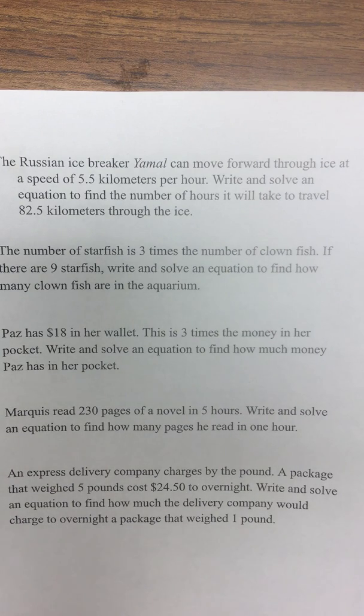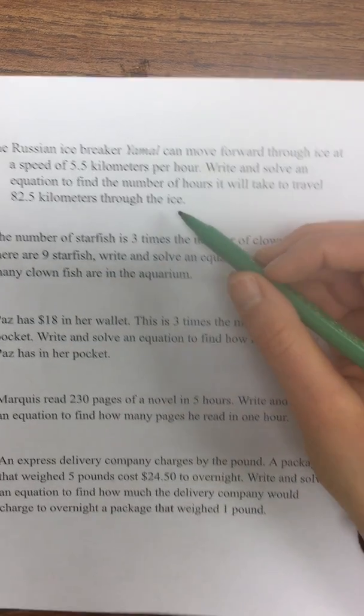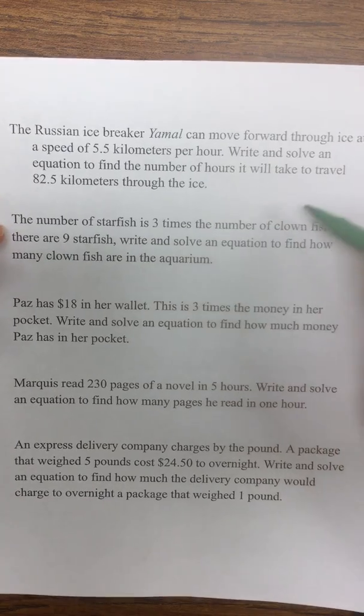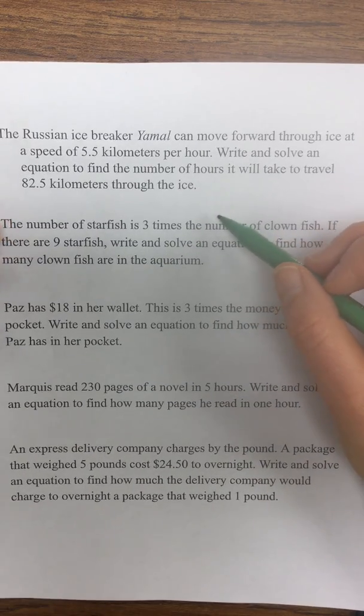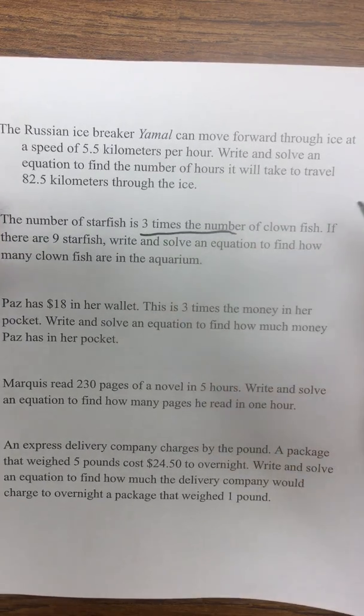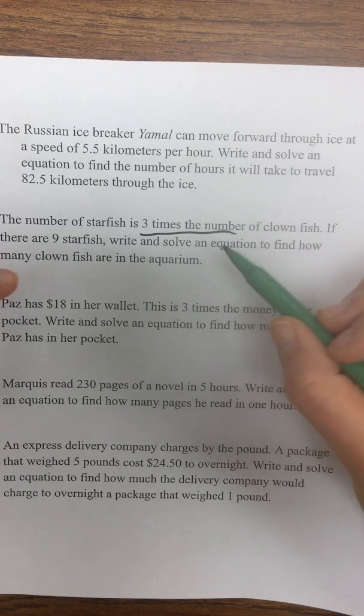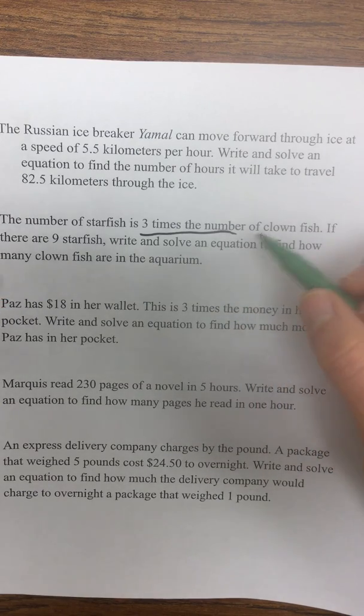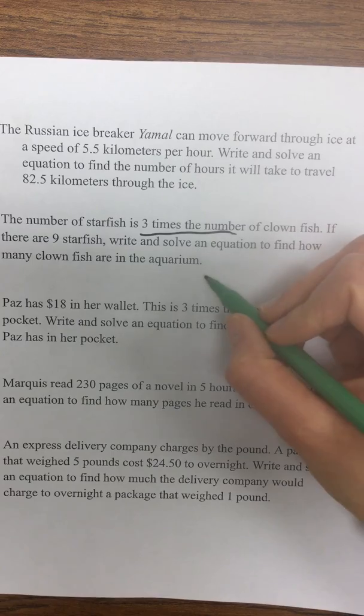This video is on writing multiplication and division equations, and I feel like these can be a little bit more challenging than the addition or subtraction. I think the second one might be a little bit easier than the first one, so we're going to start with the second one. The number of starfish is 3 times the number of clownfish. If there are 9 starfish, write and solve an equation to find how many clownfish are in the aquarium.